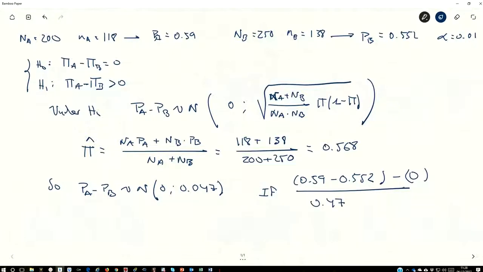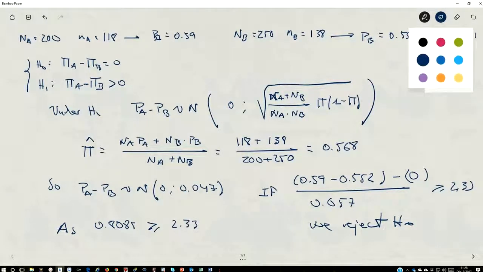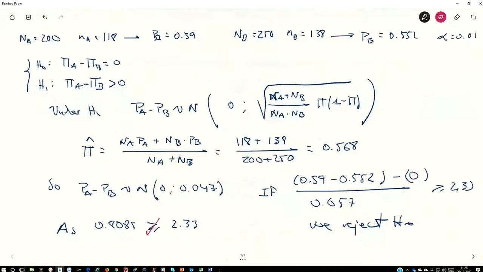So if we standardize this value and we compute the test for doing the contrast of the hypothesis testing, we have 0.59 minus 0.552, and notice that there's a little typing mistake in the denominator, which should be 0.057. If this point is outside the critical value, which in this case is a normal that leaves on the right side a probability of 0.01, that is 2.33, we will reject the null hypothesis.